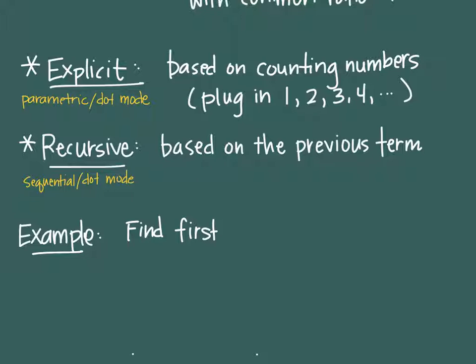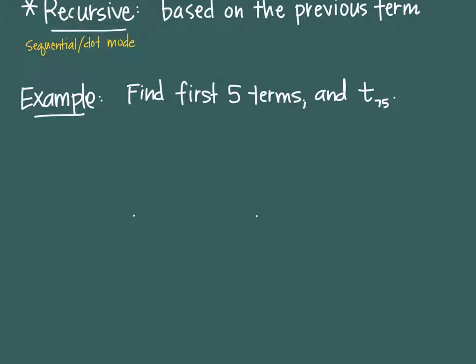Find the first 5 terms and T sub 75, so the 75th term. Find the first 5 and then the 75th term, based on the following formula. T sub n equals -1 to the n power over n squared plus 2.